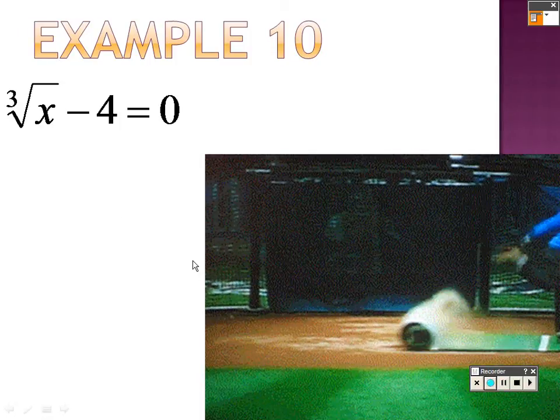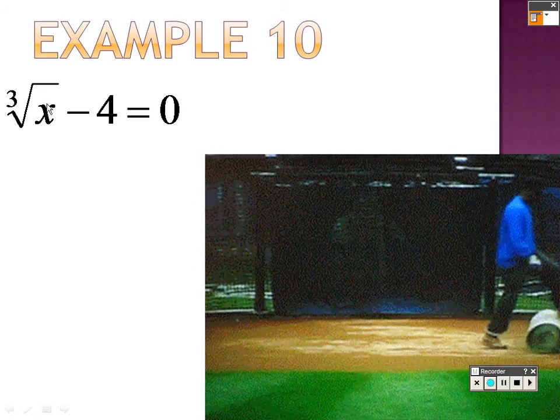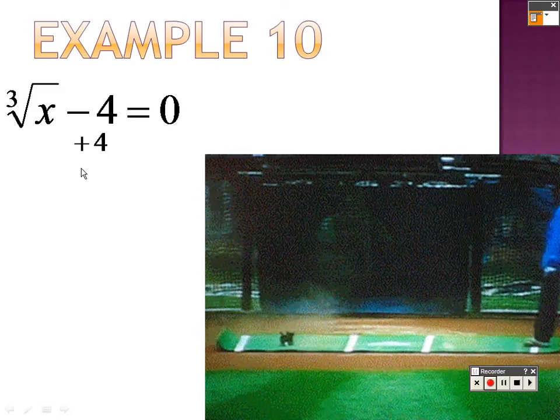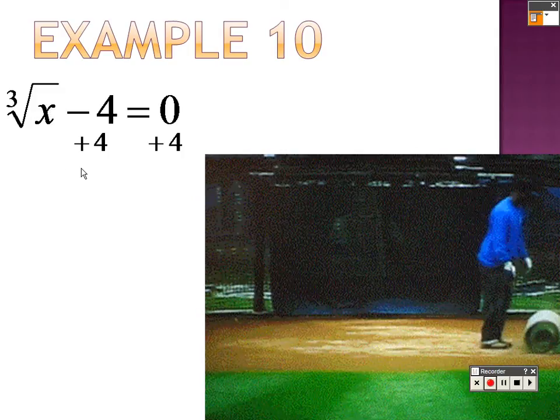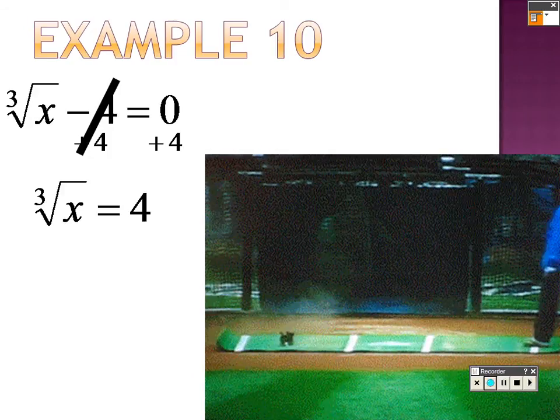Solving this one now. Just like I said before, get roots. You want to get all the roots all alone, all by themselves. So to get this root all by itself, I'm going to have to add 4 to both sides. And when I do that, the 4's cancel out, so I get the cube root of x equals 4.